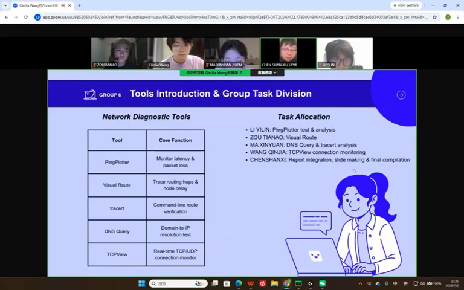Here are our tools and team. Each member tested their tools in 3 environments.